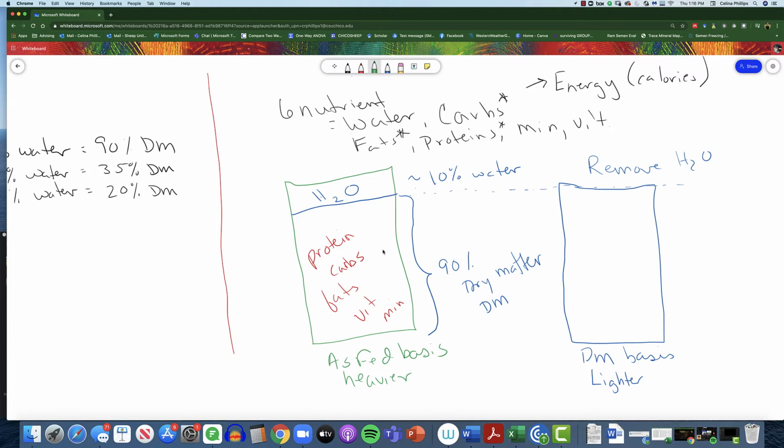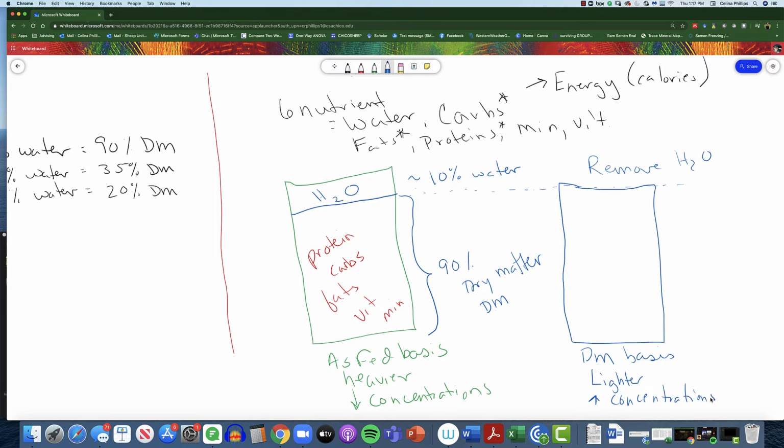The second aspect is on this as-fed basis, we need to realize that water acts as a diluent. So if we were looking at concentrations of nutrients, things like percentages, parts per million, we are going to have lower concentrations when nutrients are expressed on an as-fed basis as compared to the dry matter basis because of that dilution effect of water.